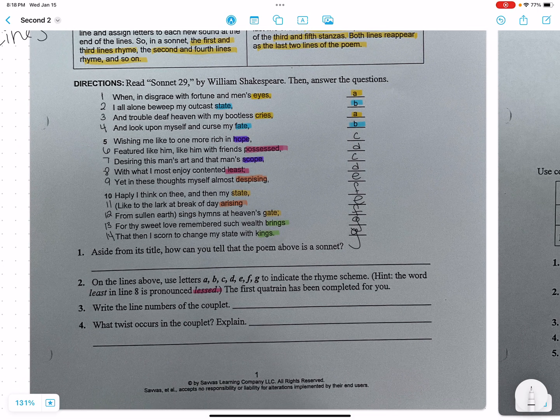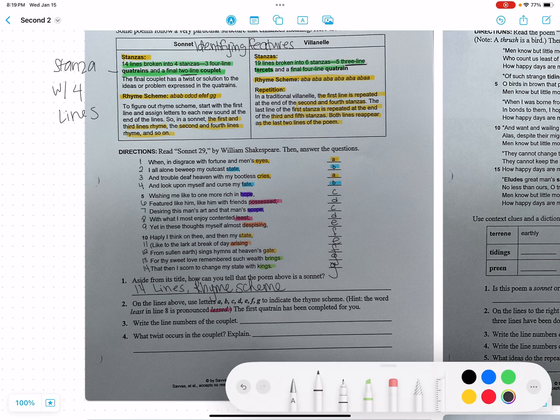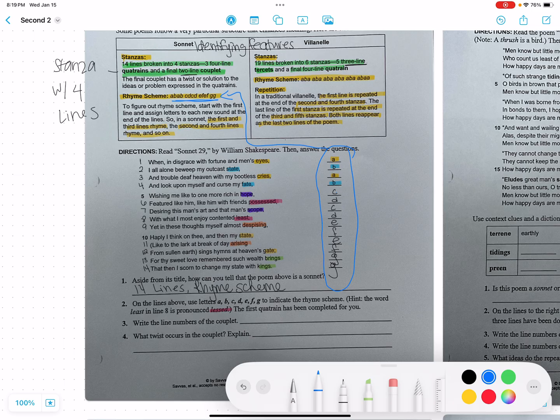Okay, so number 1 says, aside from its title, how can you tell that the poem above is a sonnet? So let's look back at our identifying features. So the stanzas, we have 14 lines, so I can put 14 lines. The rhyme scheme, this matches this, so the rhyme scheme is the same. A, B, A, B, C, D, C, D, E, F, E, F, and G, G. Just like it is up here. Okay? That's how we know that this poem is a sonnet.